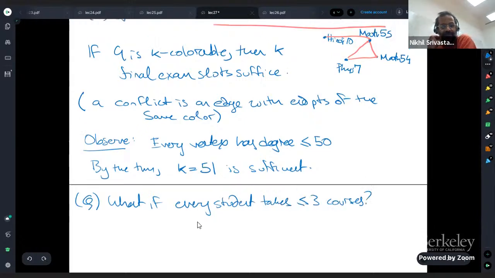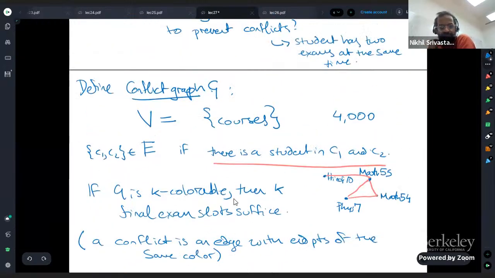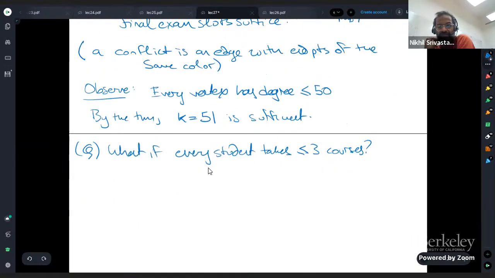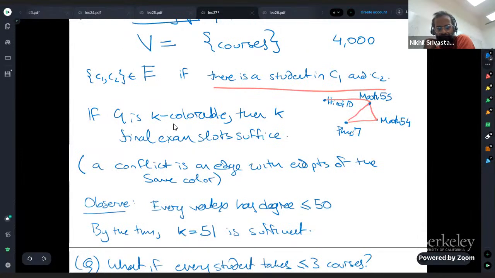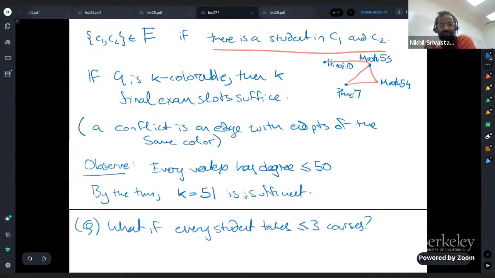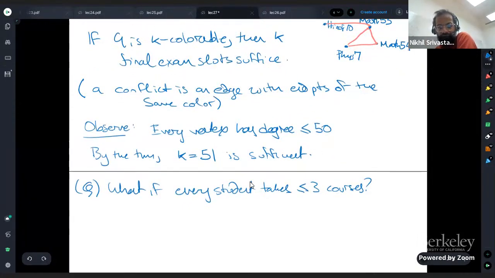Well, I can define the same graph, right? You have courses, and there's an edge if there's a student in common between the two courses, but now there might be more edges, because more students are taking more courses. So it's still true that the chromatic number of the graph tells me the number of exam slots, but now what's the degree?